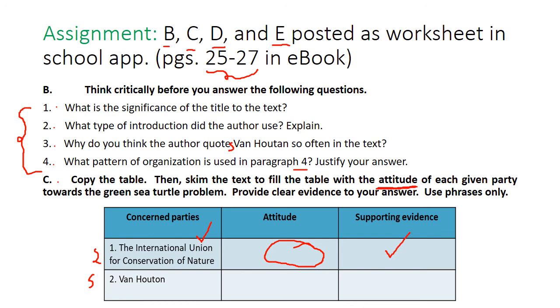Now, Van Houten, what was his attitude about the issue of green sea turtles? He talked so many times in the text. Tell me from his words, where do we get an author's attitude from? From his choice of words, okay? Tell me what he thought about this issue and give me supporting evidence. If you tell me he is worried, give me evidence from the text that he is worried, okay?